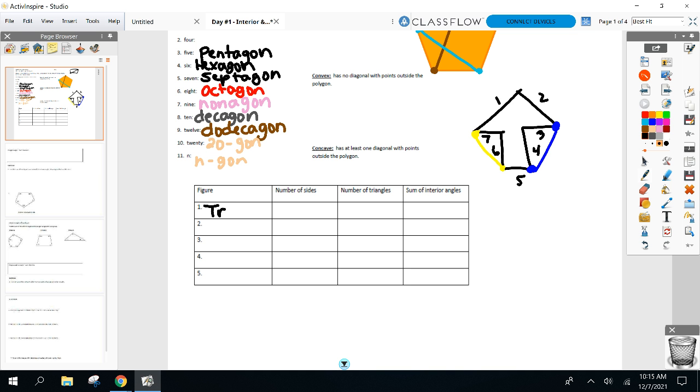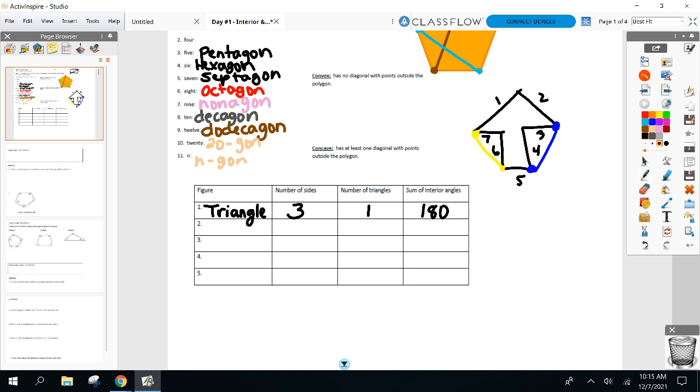The first one's a triangle. And as you guys know, how many sides in a triangle? We got 3, right? Now it says number of triangles. Well, that's meaning how many triangles can be formed from one triangle? 1. And what's the sum of the interior angles of a triangle? 180. Yeah, we're good. That's pretty basic.